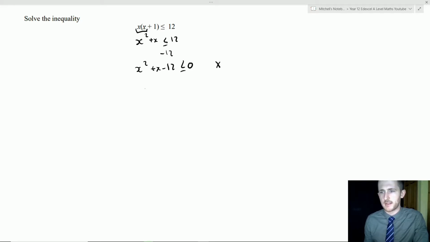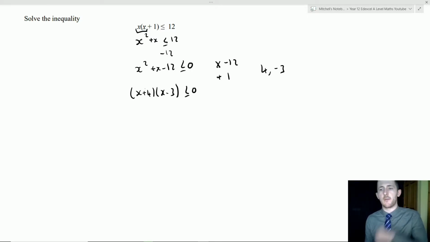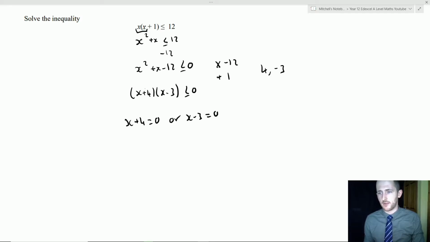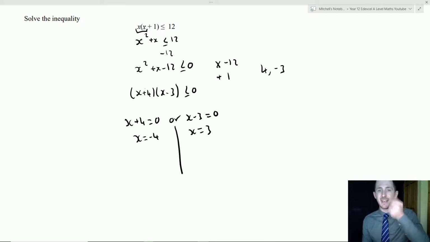It's looking for two numbers that times to minus 12 and add to plus 1. So that would be 4 and minus 3. So (x plus 4)(x minus 3) less than or equal to 0. Now we solve it as if it's equal to 0. So either x plus 4 equals 0 or x minus 3 equals 0. So either x is equal to minus 4 or x is equal to plus 3. But again, we know it's an inequality, so we need to know how we're going to write that.